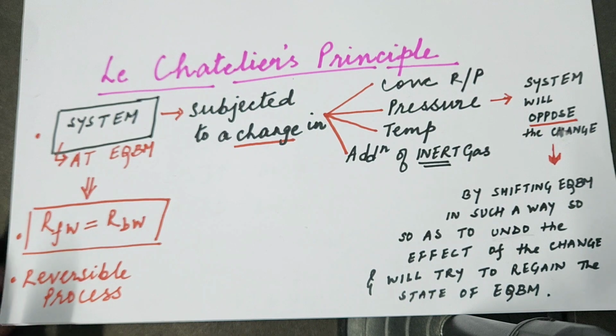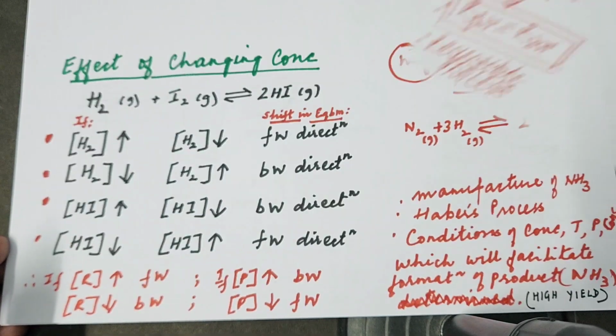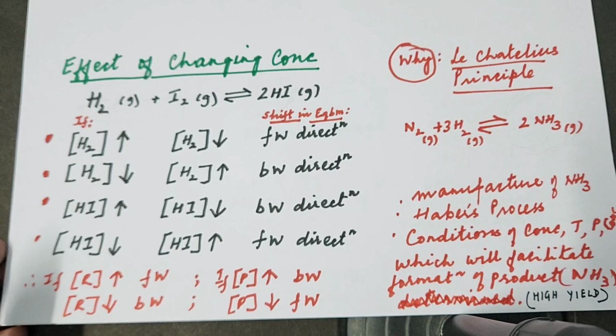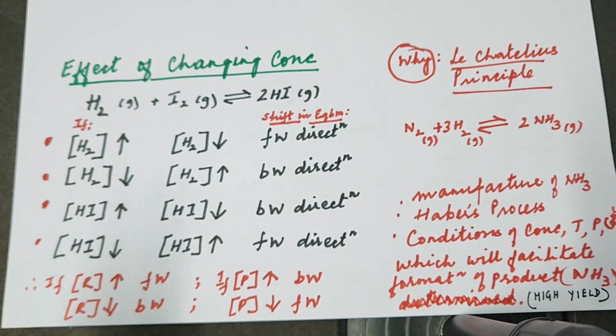So, in a nutshell, what is Le Chatelier's principle saying? That whatever change you are imposing on the system is going to move either in the forward or in the backward direction, but that direction should counter the change that you have imposed on the system.